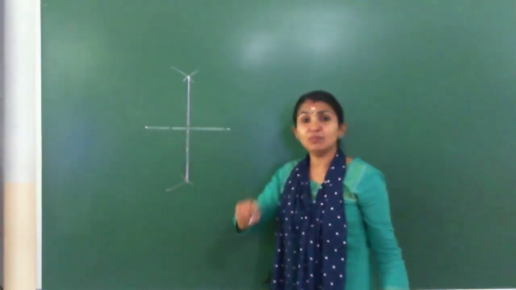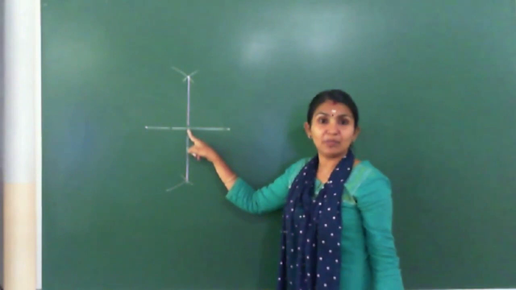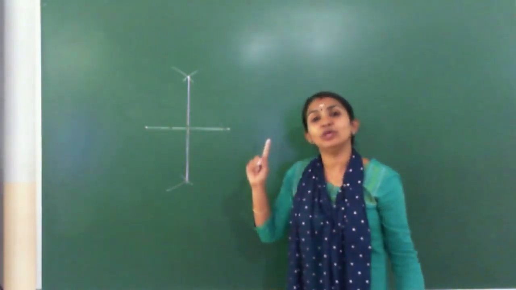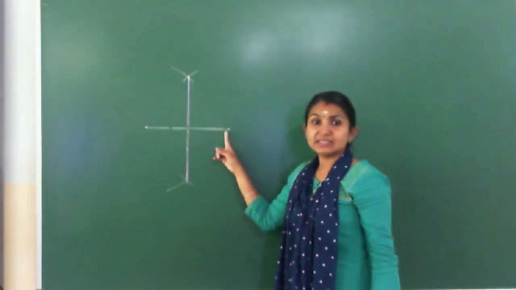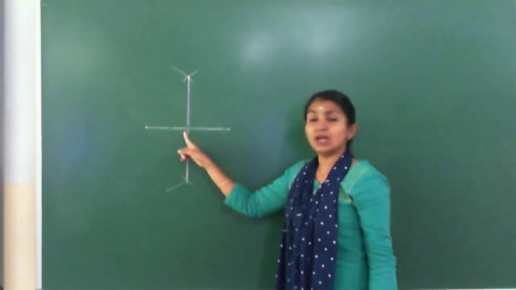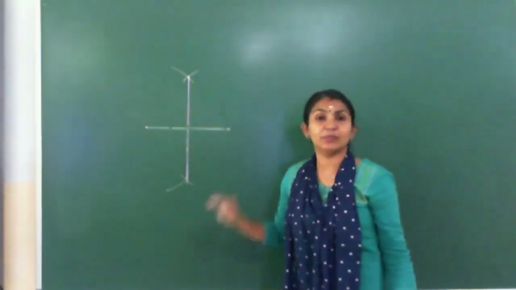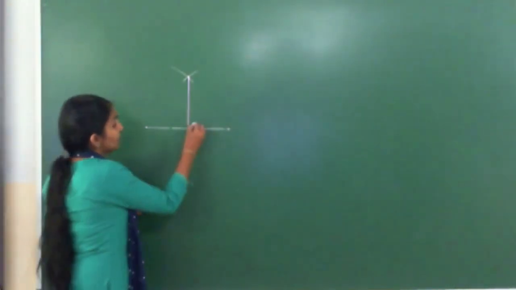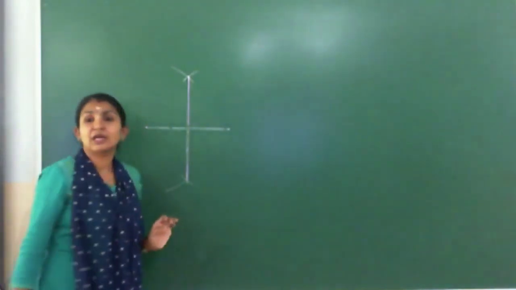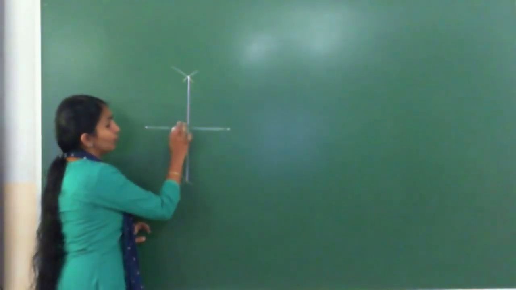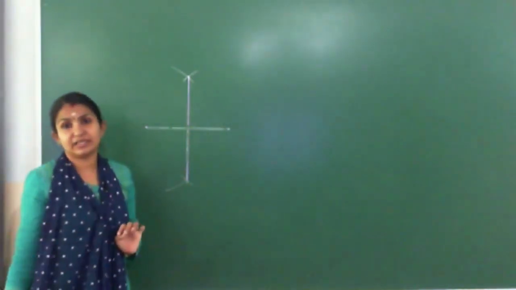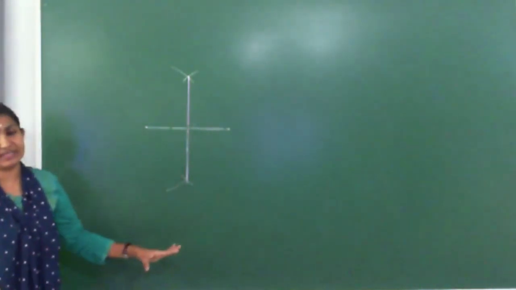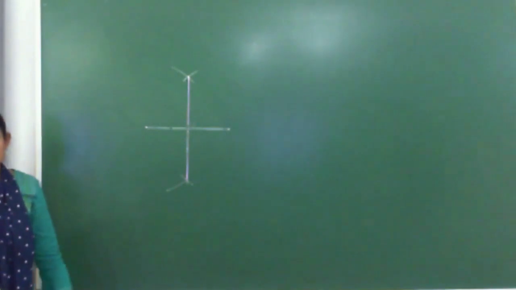Now the important thing is, this perpendicular bisector divides this line segment into 2 equal parts. If it is a 10 centimeter one, the first half will be 5, the other half will be 5. The same way, this angle will be 90 degrees. Both sides will be 90 degrees. So this is how we can draw a perpendicular bisector to a given line segment.